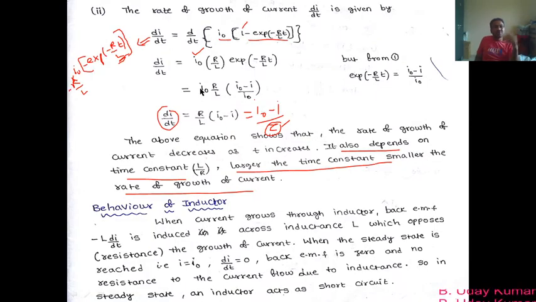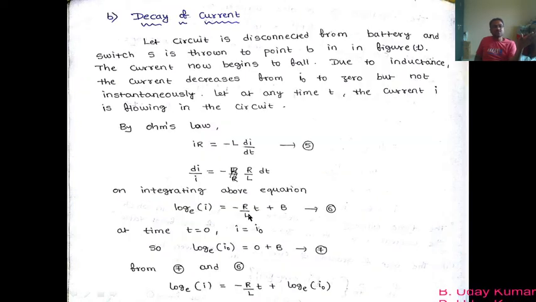Next we also tried to find the rate of growth of current, which is di by dt, and it is found to be (I0 minus I) by tau. So di by dt is inversely proportional to tau. From this we also understood that if the current reaches its maximum value, which is called steady state, the induced EMF becomes 0, and hence the inductor acts as a short circuit. That's it, this is what you have to understand.